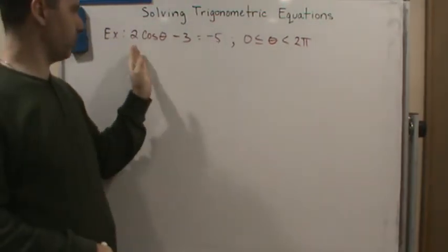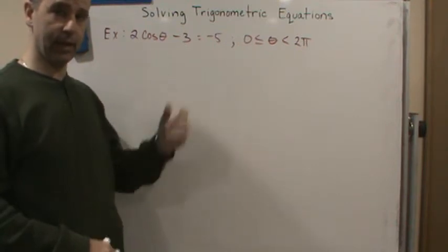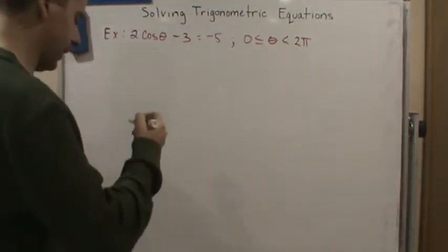And so what we're going to do is solve this until we have the trig function on one side and everything else on the other side. So we're going to isolate the cosine theta.